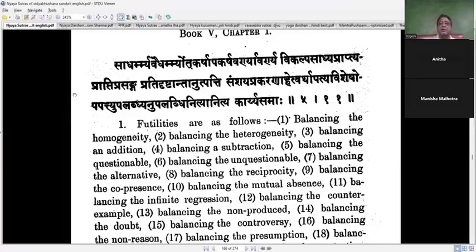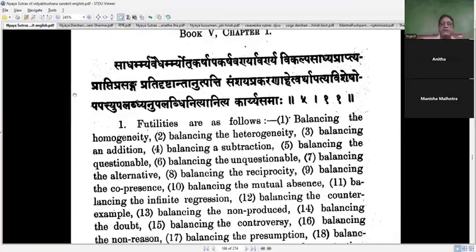Then prapti prasang, prati drishtant. Prati drishtant is balancing the counter example. So there is a drishtant that is being used to explain something, then you give a counter example that will prove something reverse. So that is prati drishtant. Then anutpatti, non-produce, something that is not being produced, using that in the argument.